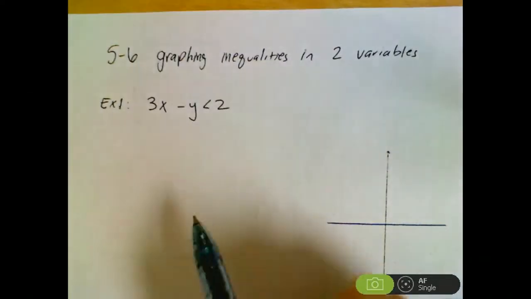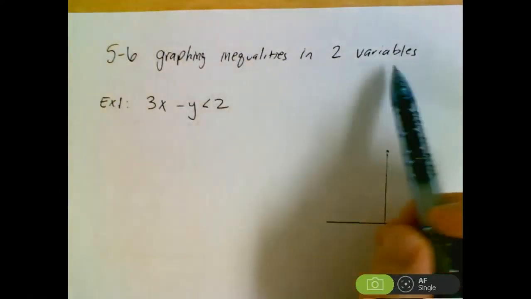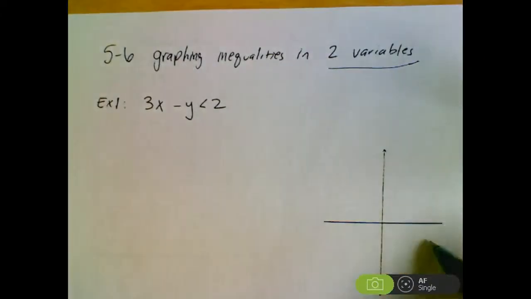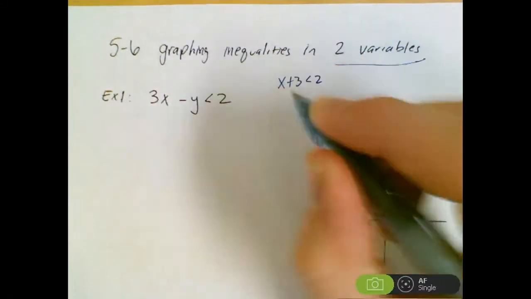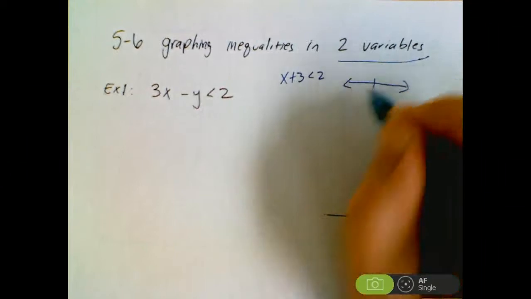Section 5.6 is the last section in Chapter 5. We're graphing inequalities with two variables. So because we have two variables, we now have two axes. Before, we had something like x plus 3 is less than 2. Notice there's only one variable here, and when you graph, you only had one axis.